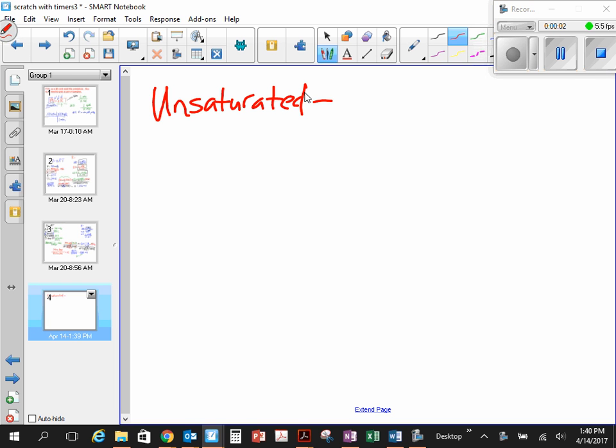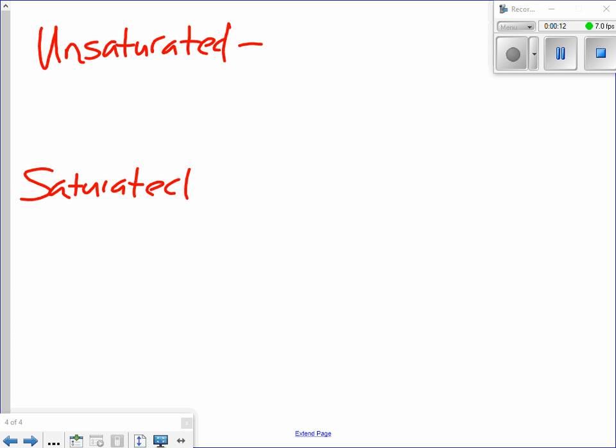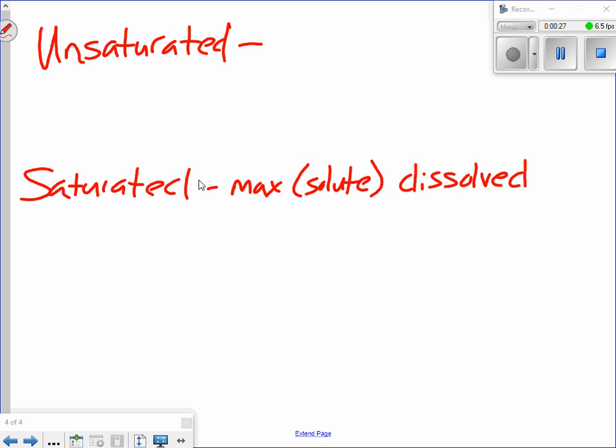Unsaturated. What does that mean? Or let's start with saturated first. How do you know if something is saturated? It is holding its mass. Okay, so the maximum amount of the solute is dissolved. If it's dissolved, what does it look like?